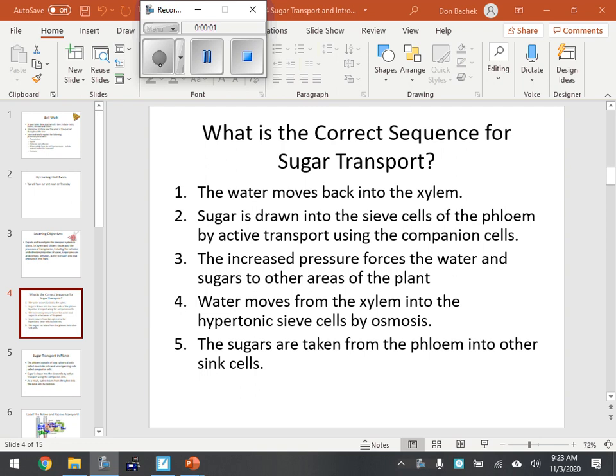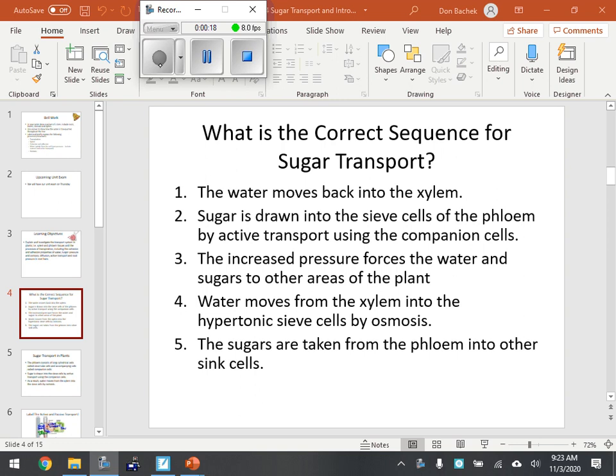We talked about the xylem, which is how the water and minerals get from the roots to the leaves. Now, how does sugar get from those leaves, specifically the chloroplast, where the sugar is made, to different parts of the plant or the tree?